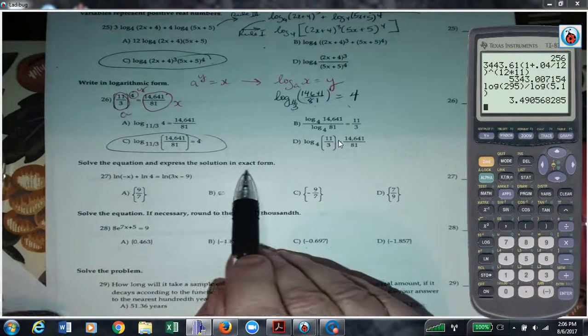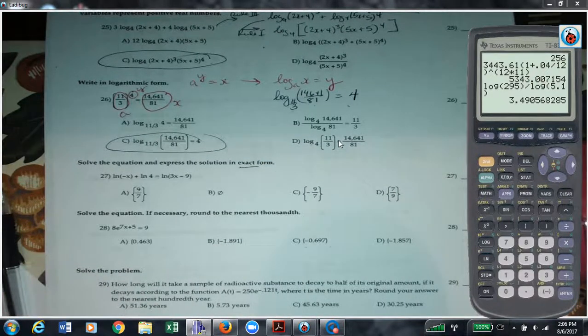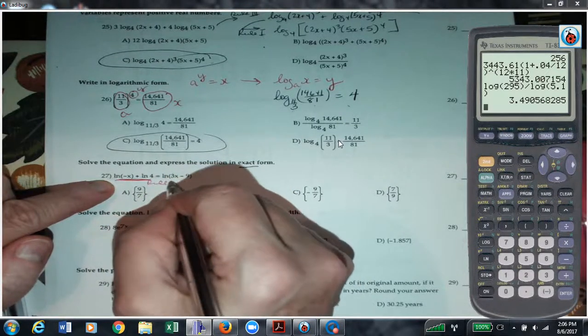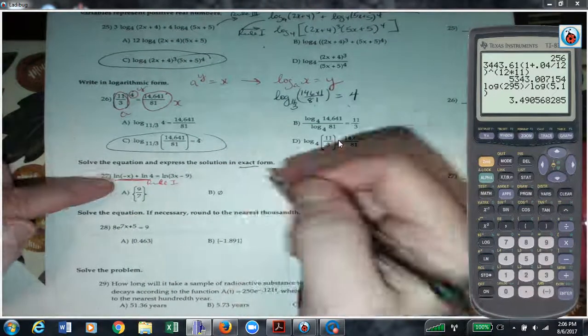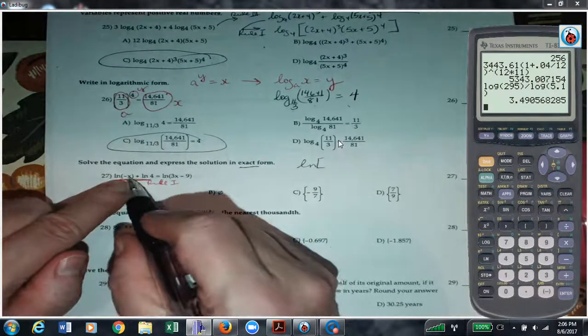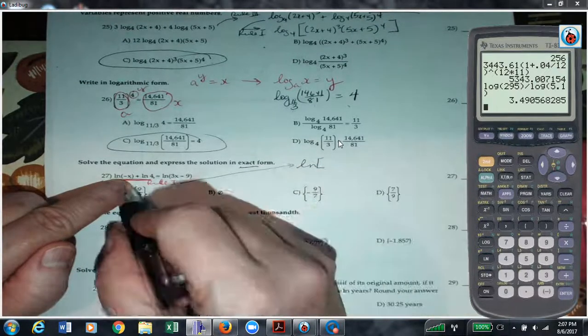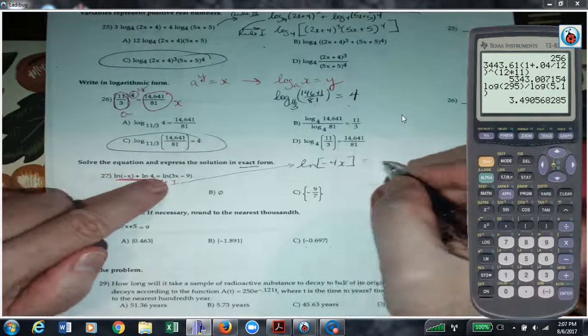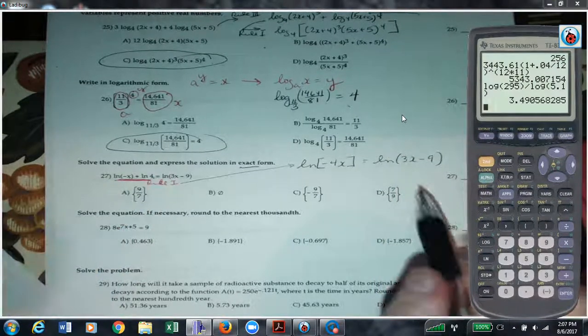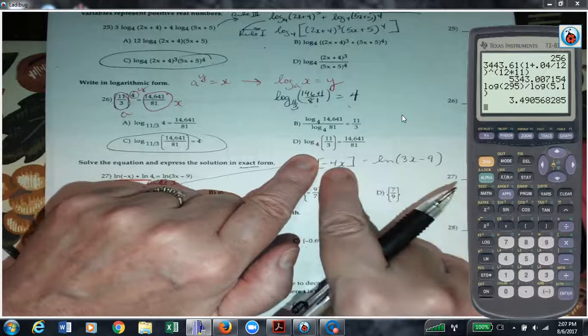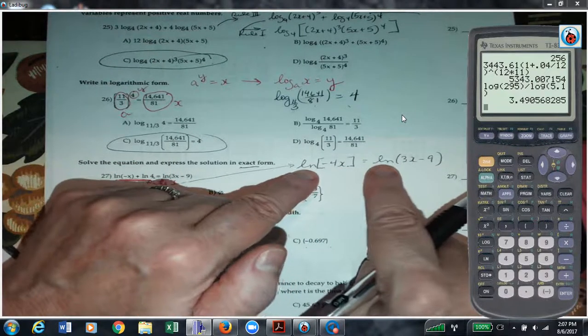Okay, solve the equation, express the solution in exact form. So no approximations is what that is saying. Okay, I'm going to put these together into one logarithm using rule 1. So using rule 1, I'm going to have the natural logarithm of negative x times 4. Negative x times 4 is negative 4x. Now I'm going to use the uniqueness property for logarithms. I have single logarithms on each side, nothing in front of them, so their arguments are the same. So now I can get rid of these and just say negative 4x equals 3x minus 9. I can only do that because I have single logarithms on each side.